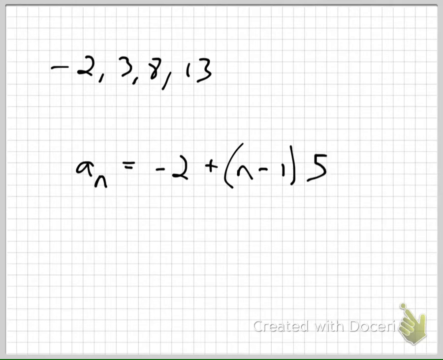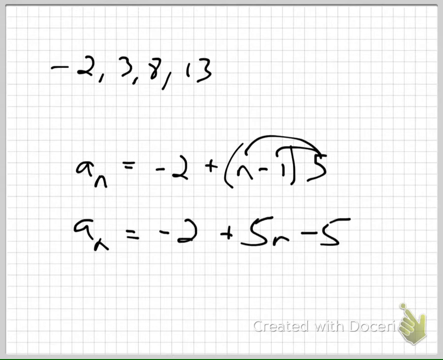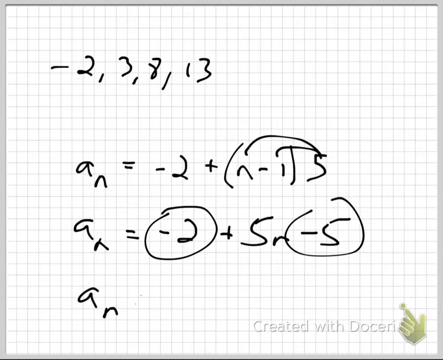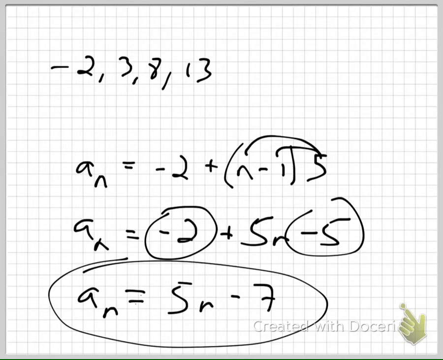What can I do? Distributive property: A_n equals negative 2 plus 5n minus 5. Can I combine those two? A_n equals 5n minus 7. That is how you find the nth term. You just do everything you can, but you have to leave the n alone. And so you just solve it as best you can. Does that make sense?